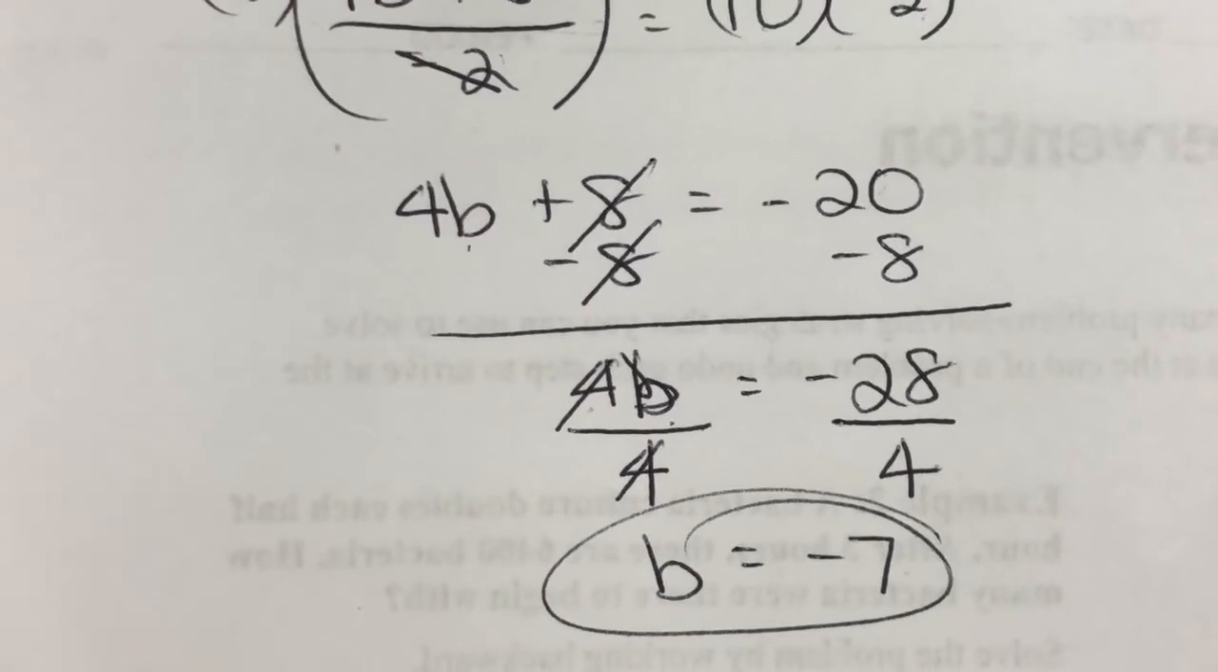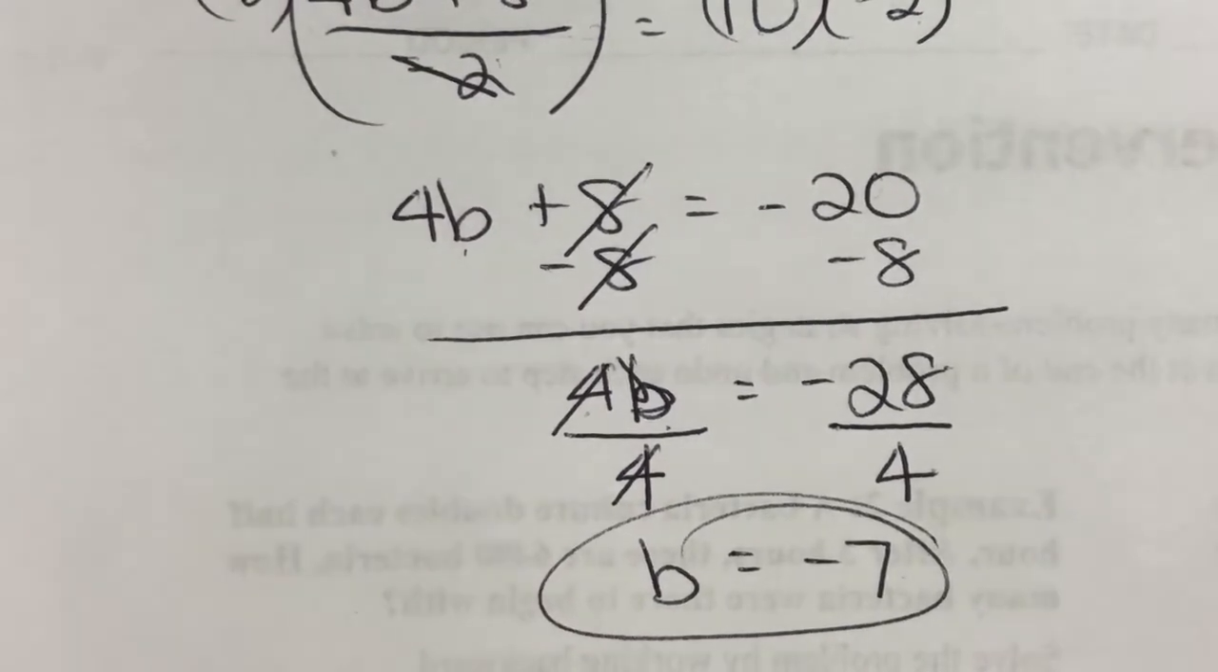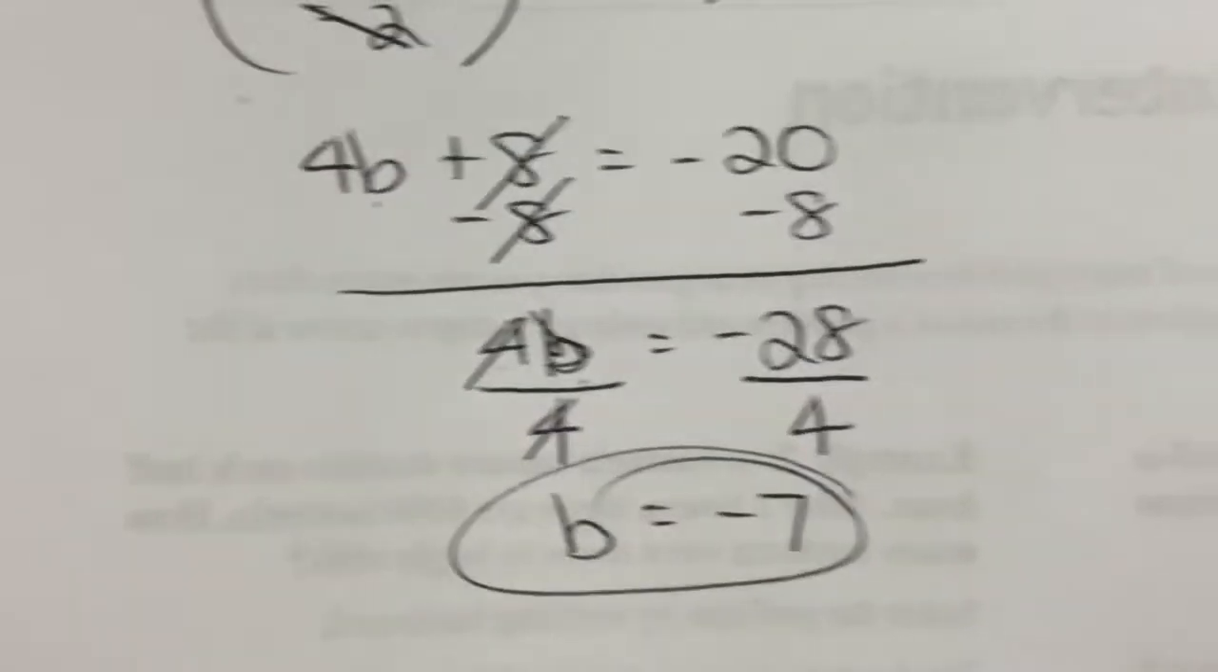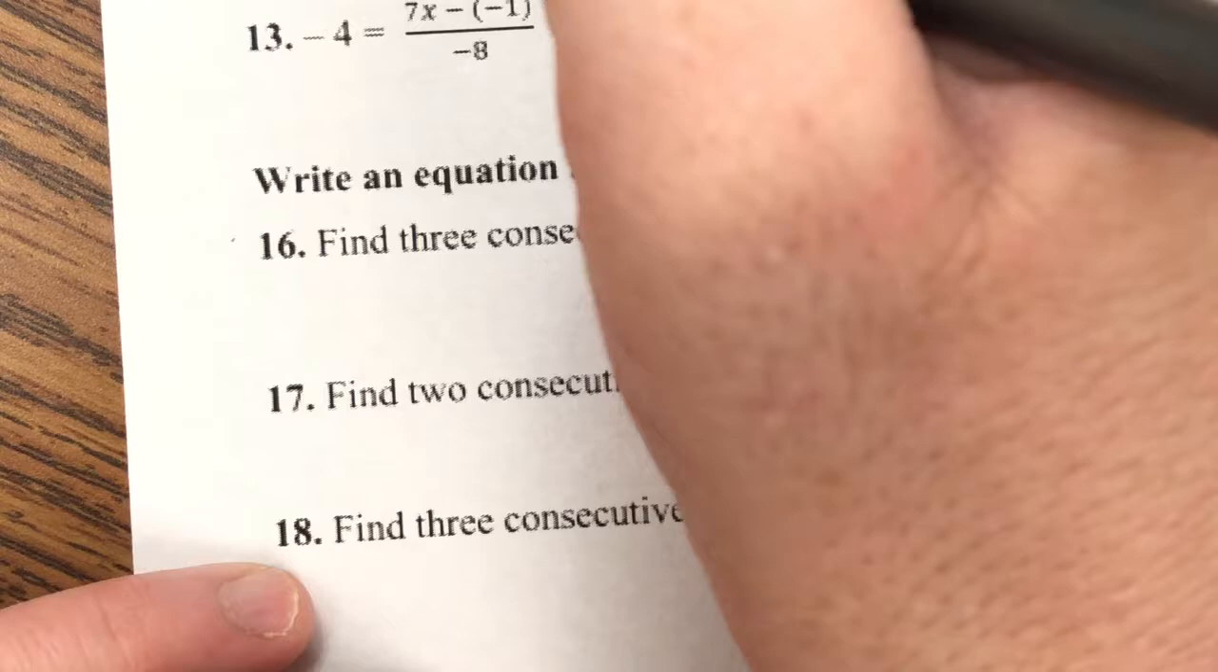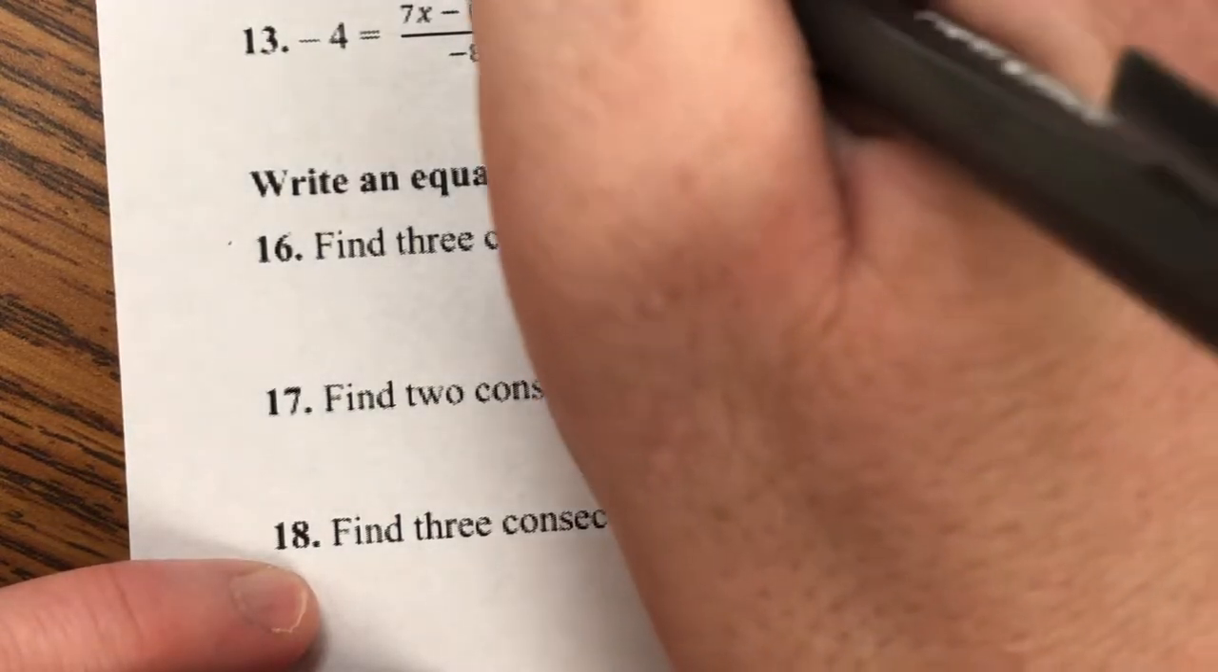The cool thing about having a video instead of live teaching is that you can pause the video and rewatch it. So if I'm going too fast, I'm going to keep going because you can rewind it and rewatch it. But do let me know if you have questions or you need a better explanation. So what did we say this was? B equals negative 7.